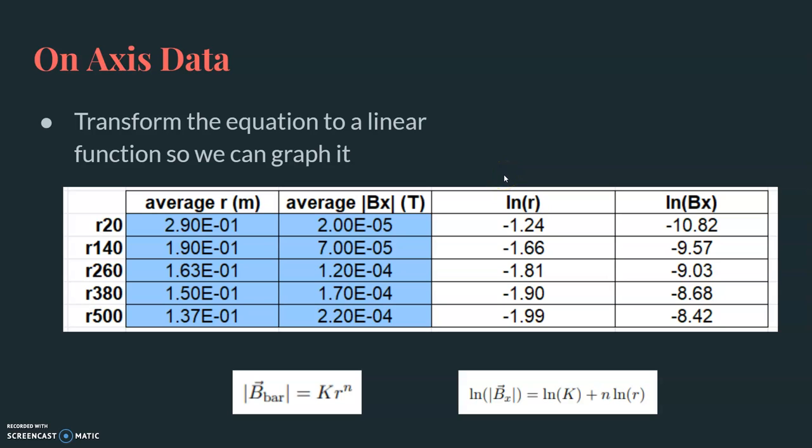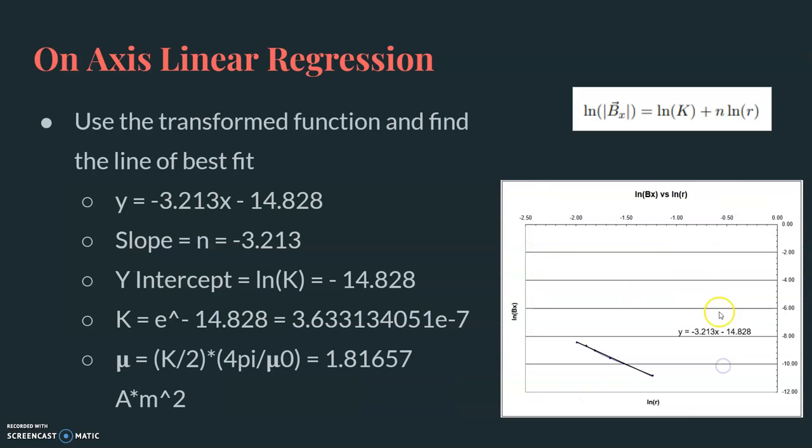Here's the data that I got when I conducted the on-axis portion of the experiment. I then transformed the data to a linear equation, as seen down here, from this equation here to this equation, using natural log to do this. And so, by doing that, I was able to graph my measured data and find a line of best fit where the slope is equal to n, which was negative 3.213.